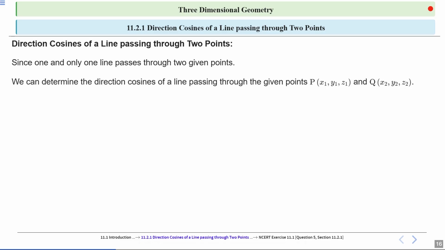So now let's see how we can actually find the direction cosines for a line passing through 2 points. Suppose the 2 points are P with coordinates x1, y1, z1 and Q with coordinates x2, y2, z2. So the direction ratios of the line are given by x2 minus x1, y2 minus y1 and z2 minus z1.